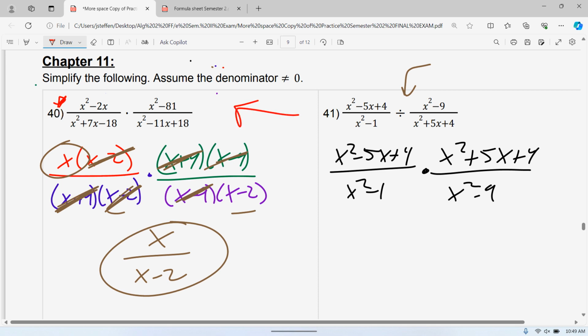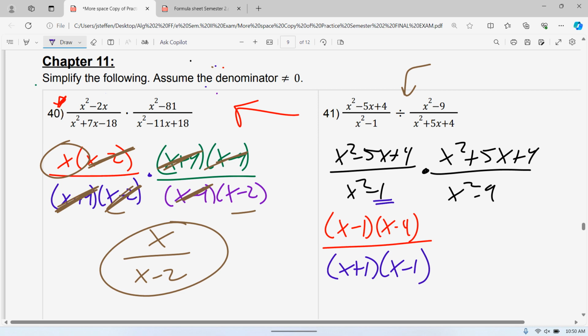So factors of 4 that add up to negative 5 are negative 1 and negative 4. This is the difference of squares. So this is x plus 1 and x minus 1. Now again, you might say, well, but Mr. Stefan, the 1 is right there, so why is it 1? Because remember, the square root of 1 is 1, or 1 squared is 1, depending on how you want to look at it. That's why we got 1 here. Over here, we have 9s, because the square root of 81 was 9. Factors of 4 that add up to be 5 are x plus 1 and x plus 4.